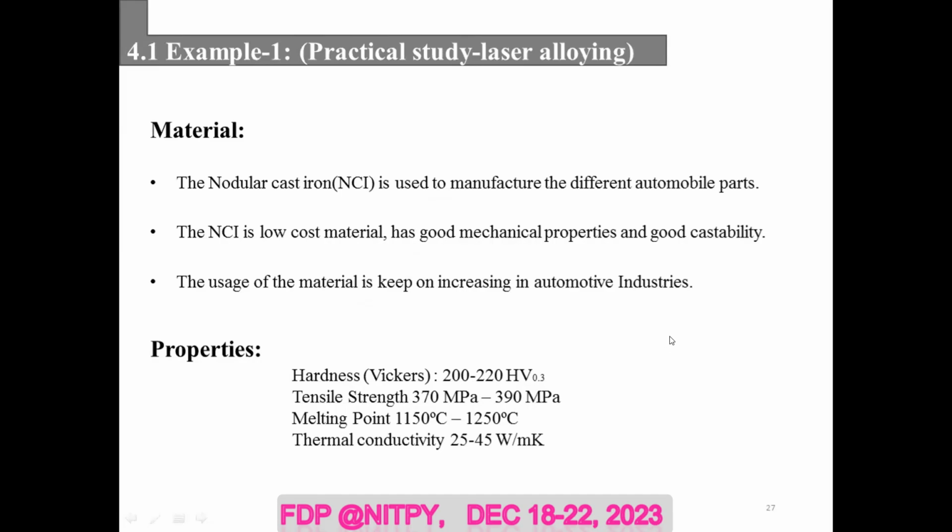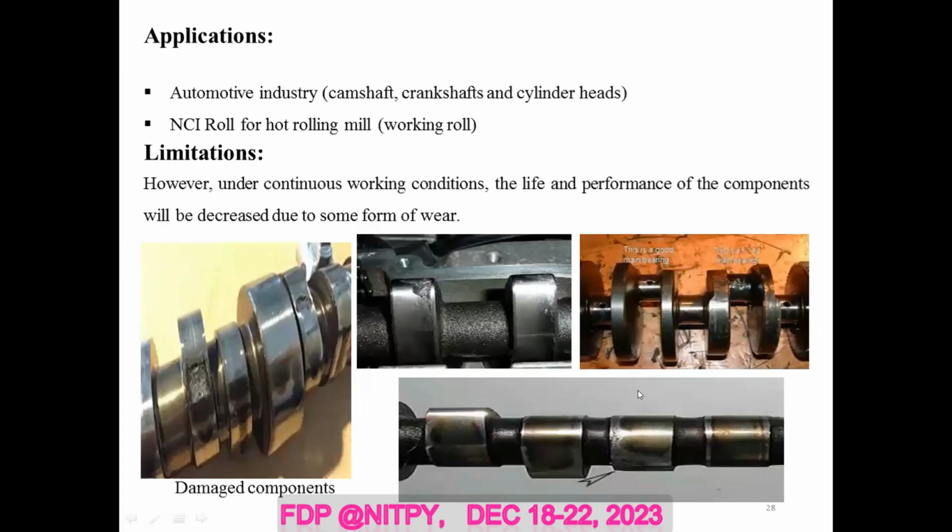And these are the properties of the nodular iron: the hardness, tensile strength, the melting point, which is around 1200 degrees Celsius, and the thermal conductivity. The applications of this nodular iron in the automotive industry include the camshaft, crankshaft, the cylinder heads, and also the nodular cast iron rolls for hot rolling mills. In this nodular iron, we have some difficulties, as we have seen before in the camshaft and the crankshaft. Some damages are happening due to the continuous working conditions.